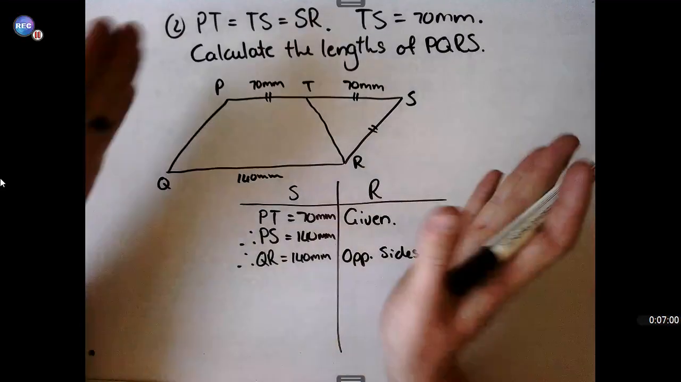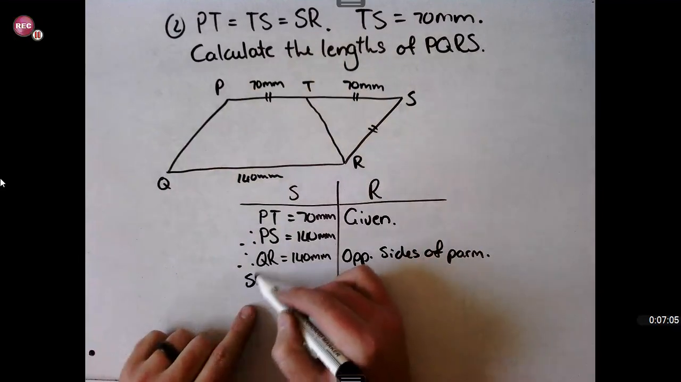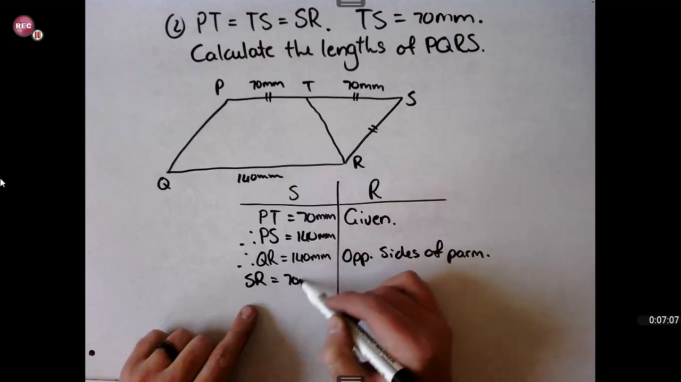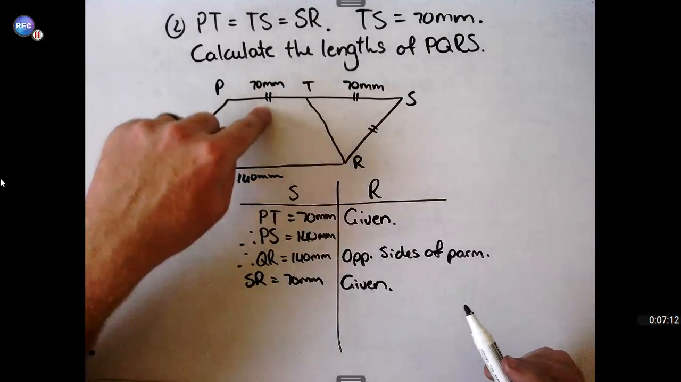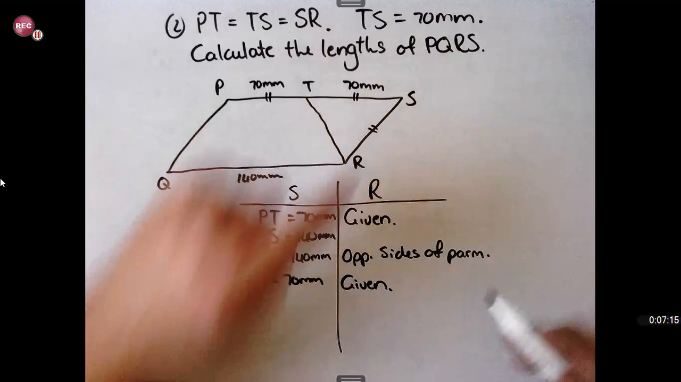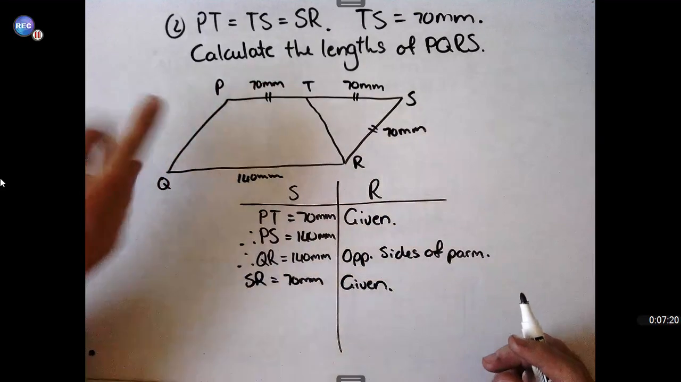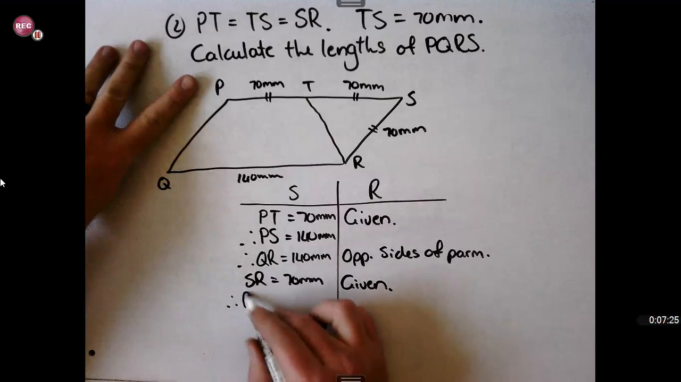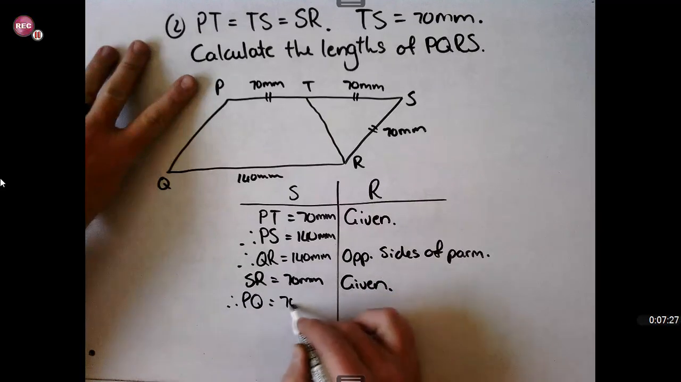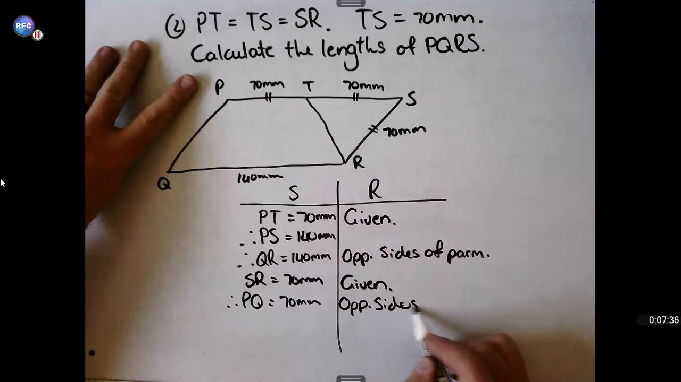Now you can continue to the two slanted sides. So there we can say that SR is equal to 70 millimeters. Your reason there would be given, because it's indicated. All of them have the same markings. So if this one is 70 millimeters, then obviously the opposite side would also be 70 millimeters, which is PQ. So therefore PQ is equal to 70 millimeters. And that reason is because they are opposite sides of a parallelogram.